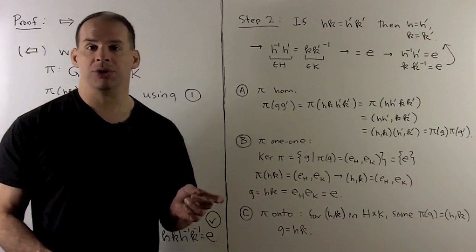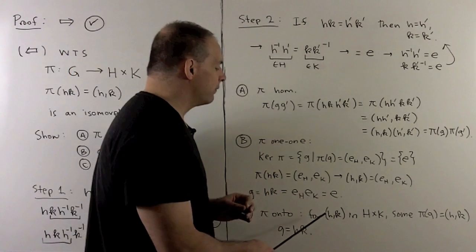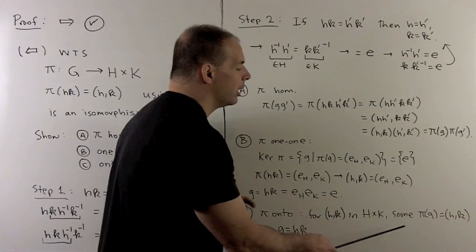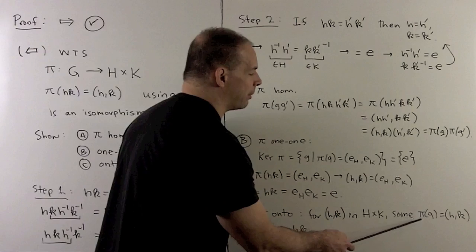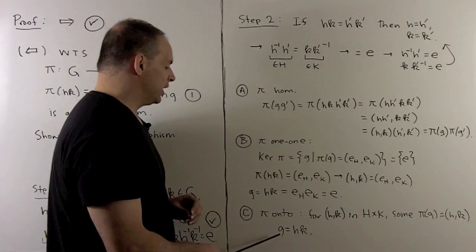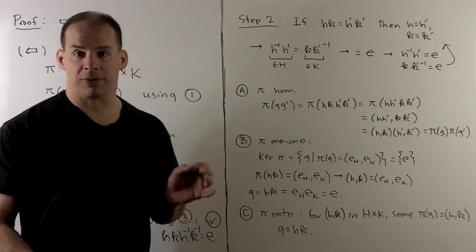Finally, for onto, there's nothing to show. This just follows from property 1. So we have a fixed HK in our product. I want to find some G such that when we apply pi, we get HK. Well, I could just use G equal to H times K, and we're done. So we have our isomorphism property.